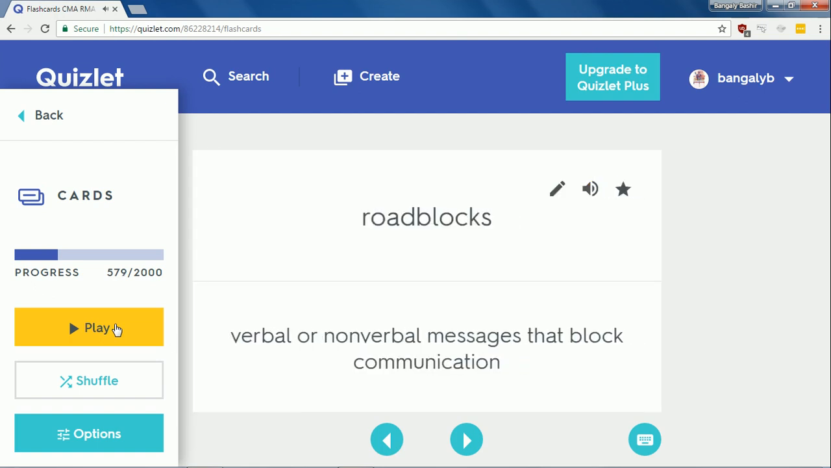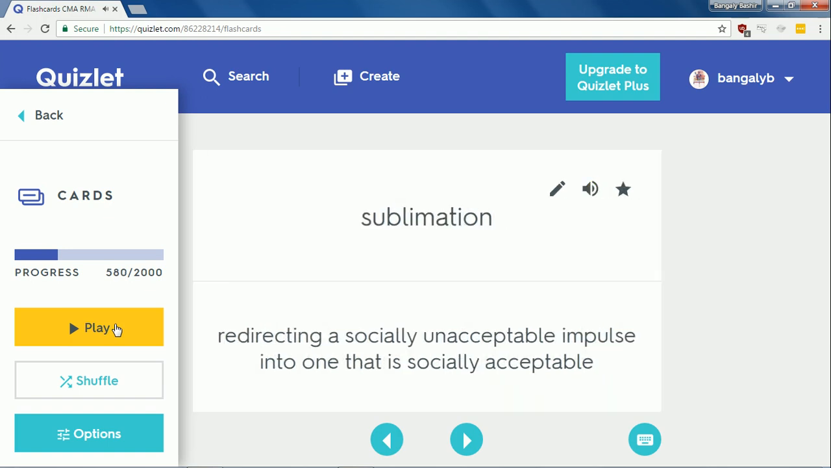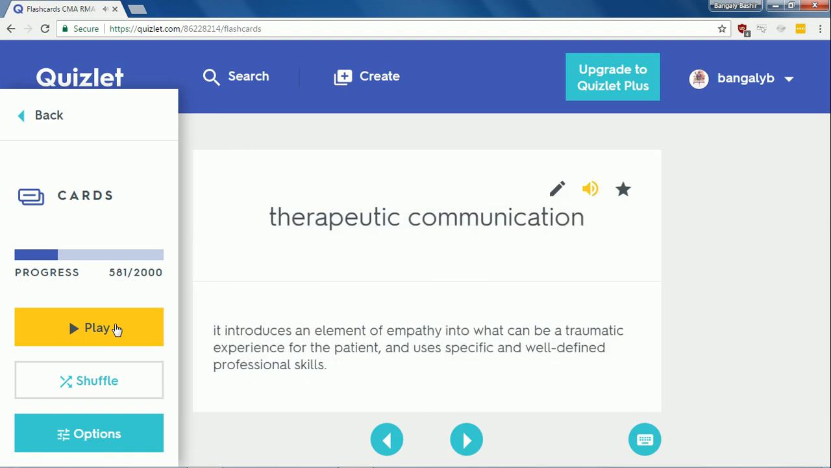Roadblocks. Verbal or nonverbal messages that block communication. Sublimation. Redirecting a socially unacceptable impulse into one that is socially acceptable. Therapeutic communication. It introduces an element of empathy into what can be a traumatic experience for the patient and uses specific and well-defined professional skills.